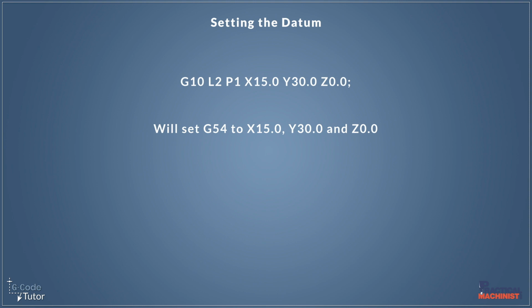So by using this G10 line, we can set our datums inside the program if we know the distance from the datum to our machine datum. There's lots of reasons why we may need to do multiple datum shifts in the program. One off the top of my head is if we're making multiple parts on the same fixture and we know the distance between those parts and from the machine datum, we can do datum shifts by using the G10.